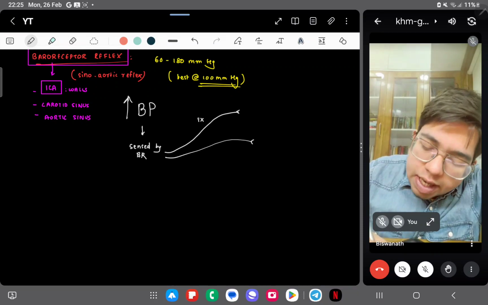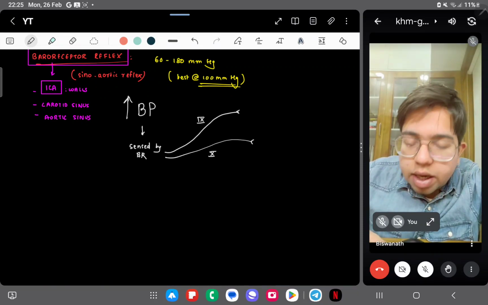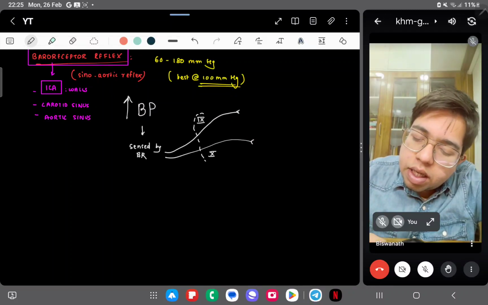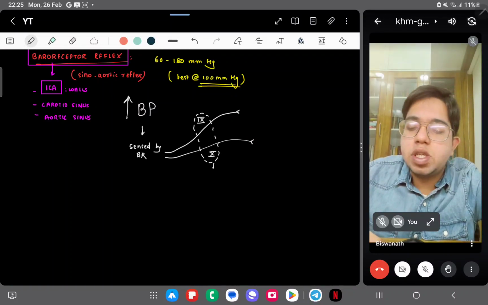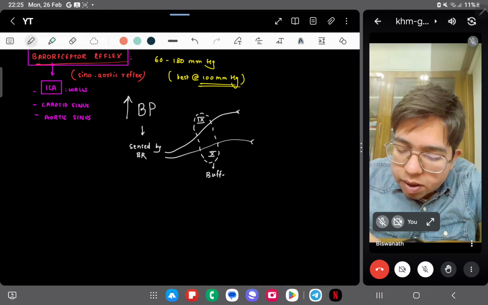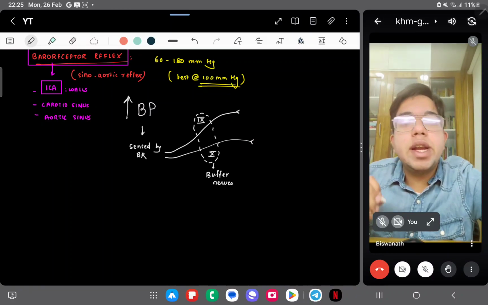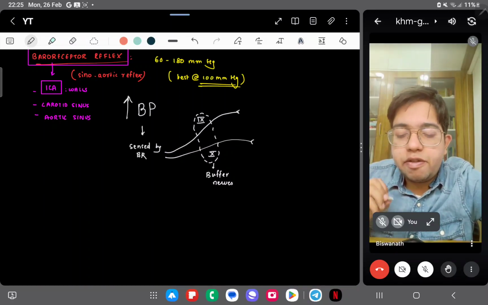The first one is the ninth and the 10th cranial nerve. These nerves, as per their functions, are also known as buffer nerves because they are moderating the blood pressure. So these are your buffer nerves.